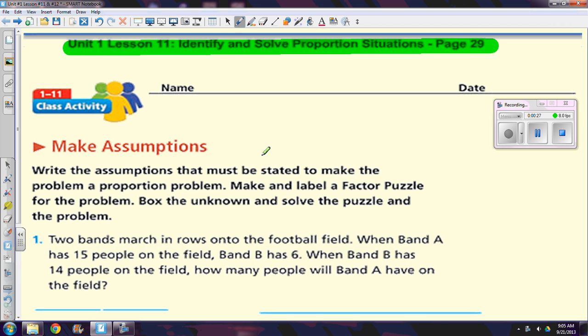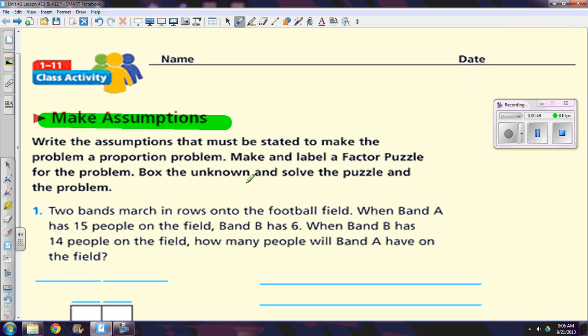and today's date, whatever that may be, for when you are watching a video. So let's look at this. It says making assumptions. Write the assumptions that must be stated to make the problem a proportion problem. Make and label a factor puzzle for the problem. Box the unknown and solve the puzzle and the problem.